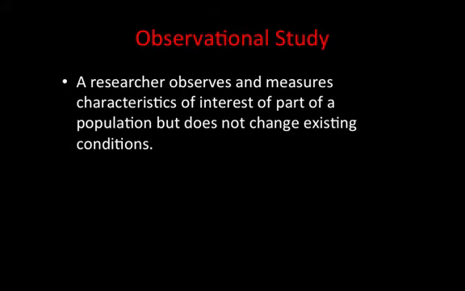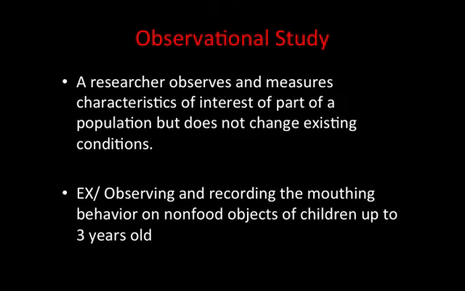So in an observational study, a researcher observes and measures characteristics of interest of part of a population, but does not change any existing conditions. So a researcher is merely observing what is happening. For instance, we can do an observational study where researchers observed and recorded the mouthing behavior of non-food objects of children up to 3 years old. So the researcher is not at all changing how the population interacts with different objects, they're just merely observing it.